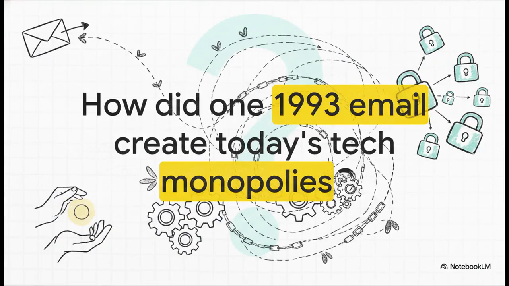I mean, how on earth did one casual email sent in February of 1993 somehow create the massive tech monopolies we deal with today? It's kind of like a giant digital butterfly effect. We're talking about a specific moment where a pragmatic choice made by an undergrad completely altered the internet's architecture. It set off this crazy chain reaction that directly impacts who owns your digital data right this very second.